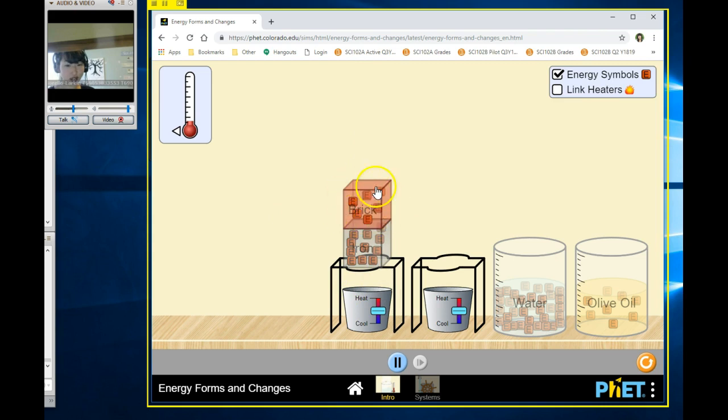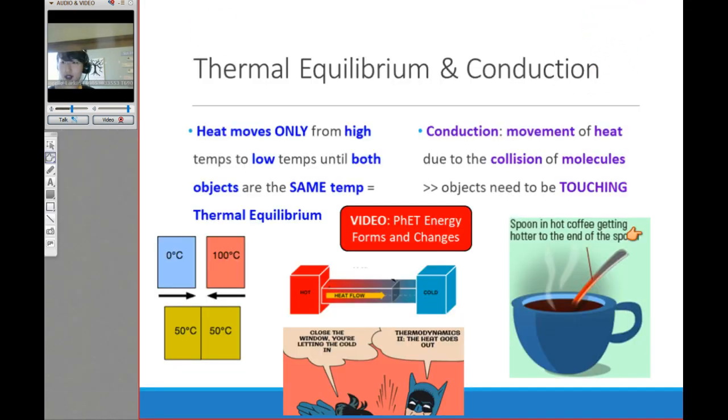Where did the brick get the energy from? It must have come from somewhere. Remember, conservation of energy says that you can't just magically create or delete it. Yeah, the iron lost the heat. The energy went from the iron to the brick. So the iron got colder and the brick got warmer until they were the same temperature. Smiley faces if that makes a little bit more sense. Again, this is conduction, where the objects are actually touching each other.